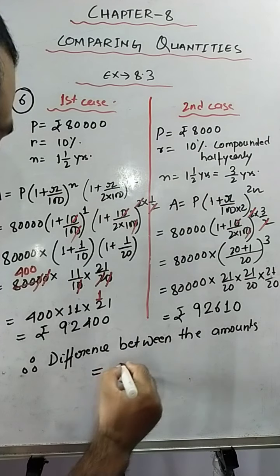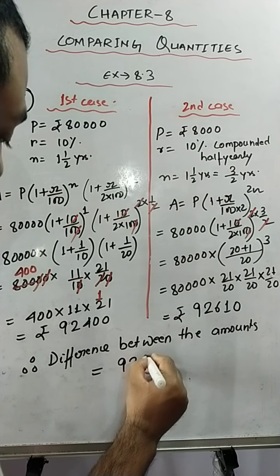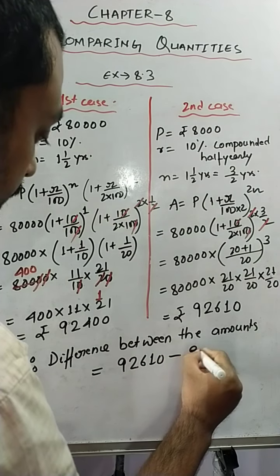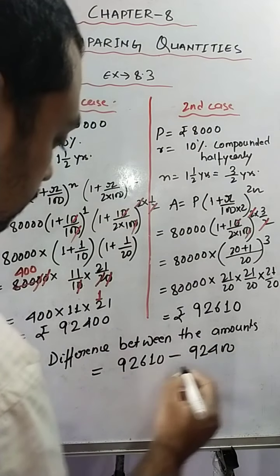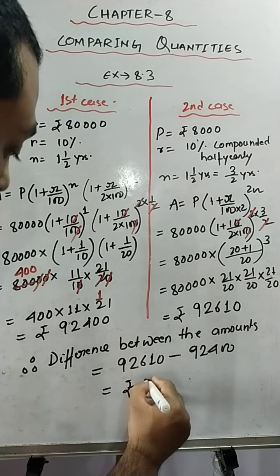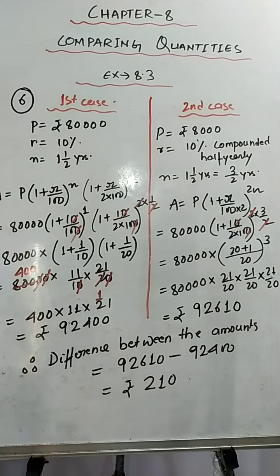That is equals to what? 92,610 minus 92,400. So your answer would be rupees 210, students. Okay, so this is the solution of question number 6. I hope you all have understood. Now let's move on to sum number 7.